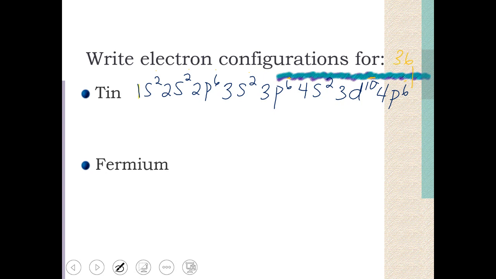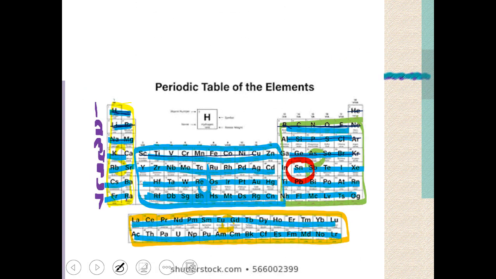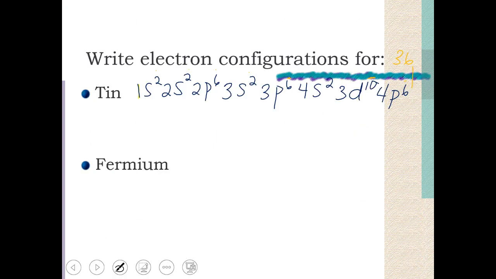I need to get to 50 though. So I need 14 more spots for electrons. So I filled up to 4p6. So what's next? 5s2. After that, 4d10. That gives me 12 more, but I needed 14 more. 5p2, and I end right where I should. So after the 4p6, there was 5s2, 4d10, and 5p2.